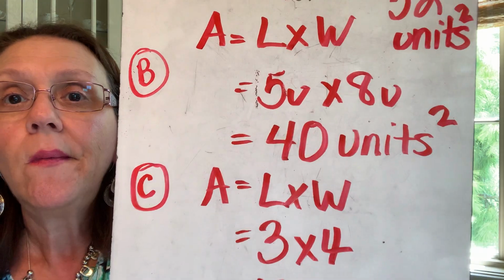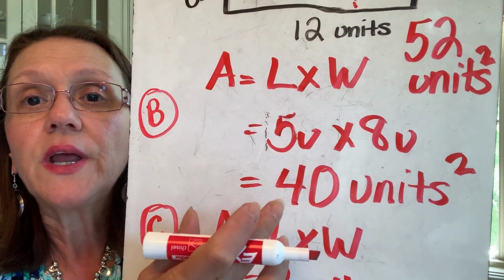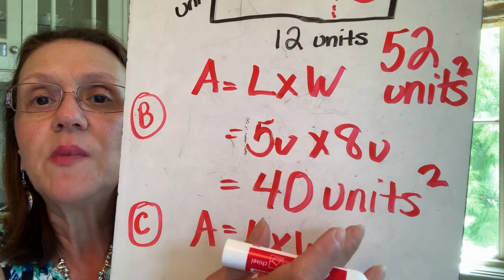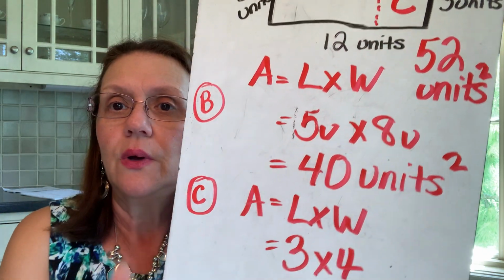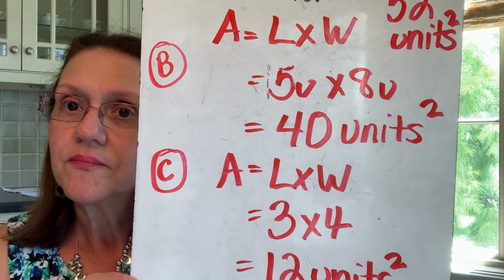I just wrote my numbers down, but you can also write down your units there. 5 units, and I'm just going to use the short form of U, times 8 units. So 5 times 8 gives me 40. U times U gives me U to the power of 2. Does that make sense? So that's how you use a formula, any formula. 4 steps: state the formula, substitution, calculation, units. Now the good news.